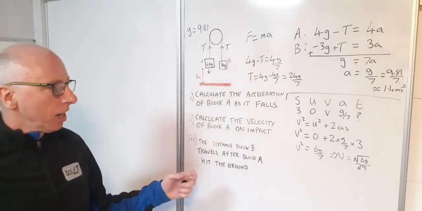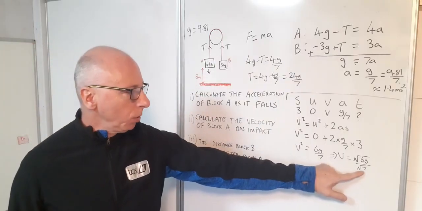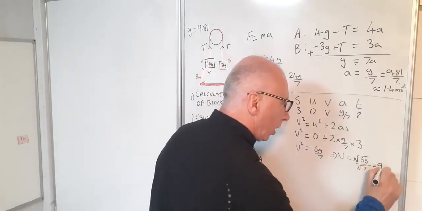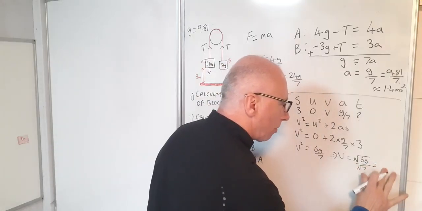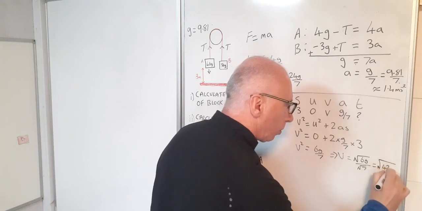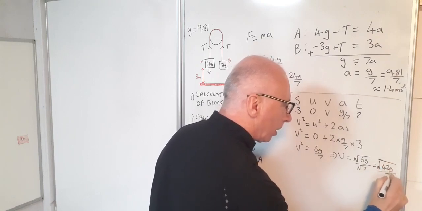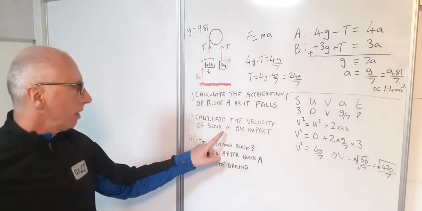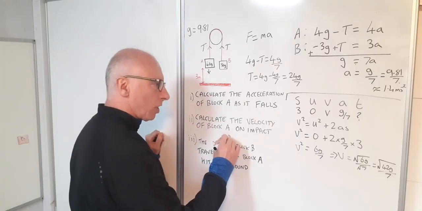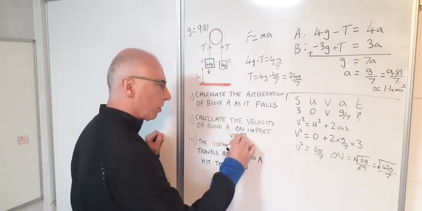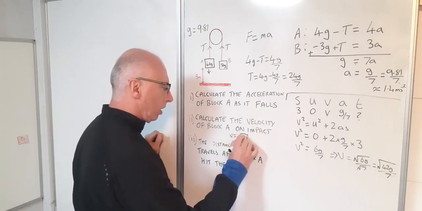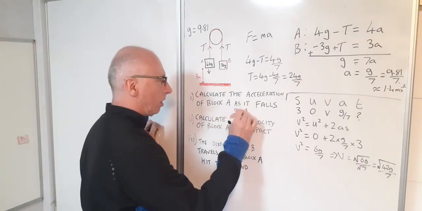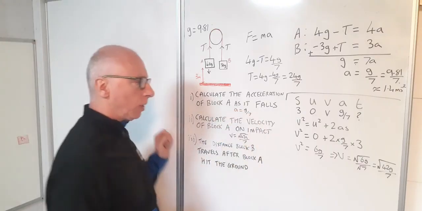And if you want to rationalise that, to get rid of the square root of 7, if you prefer, multiply top and bottom by root 7. So then that equals square root of 42g/7. And that'll be our v, that's our velocity as it hits the ground. So if I just write those results in there: v equals root 42g/7, and our acceleration here is g/7. So that's our calculations as we're going along.